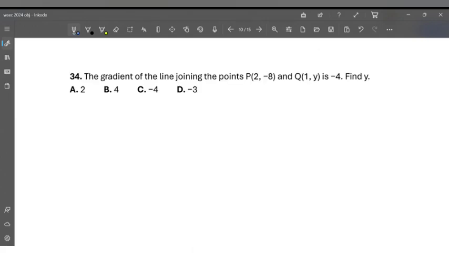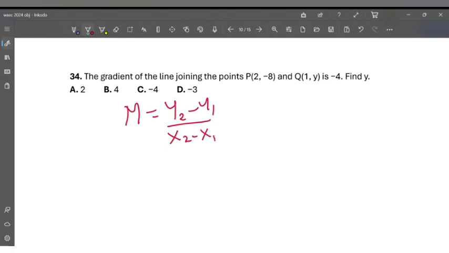Question number 34 says, the gradient of the line joining points P and Q is -4. Find y. All right. So you notice that they did not give us the complete coordinates. That is why we are looking for y. Now, what's the formula for gradient of a line? The gradient of a line, m, is equal to y2 minus y1 all over x2 minus x1.